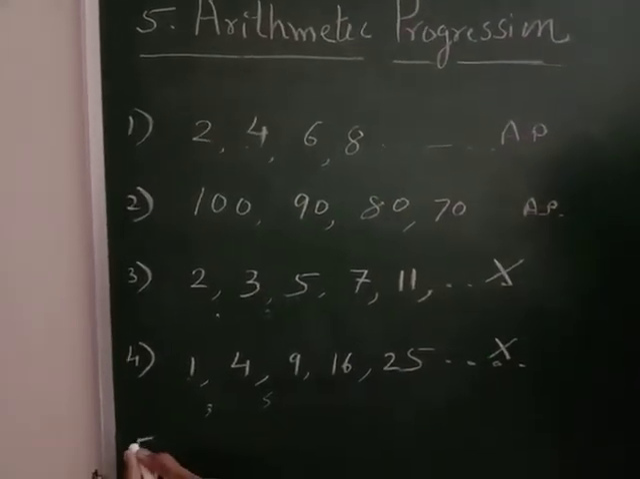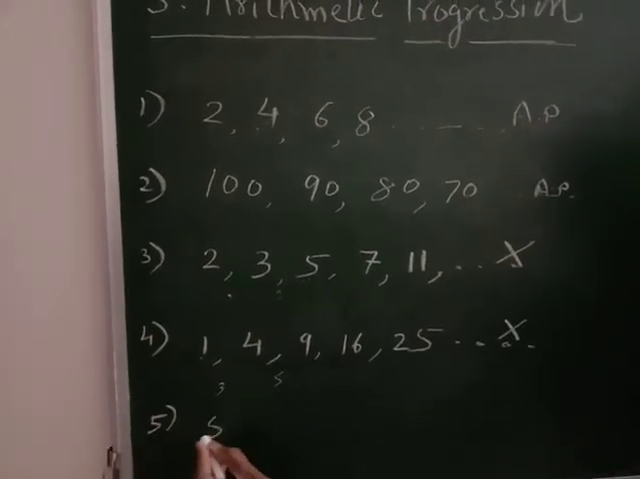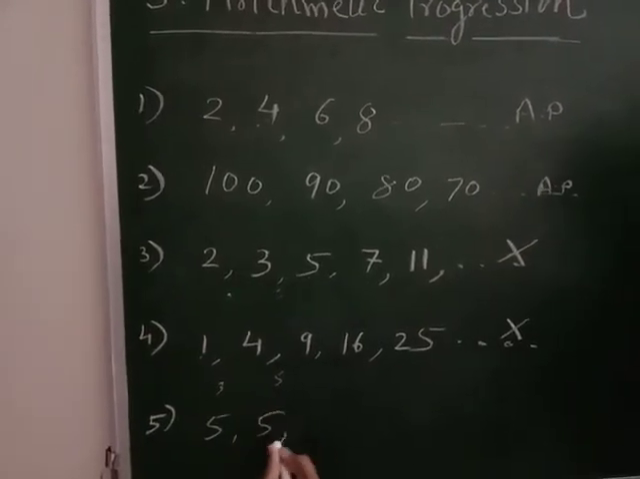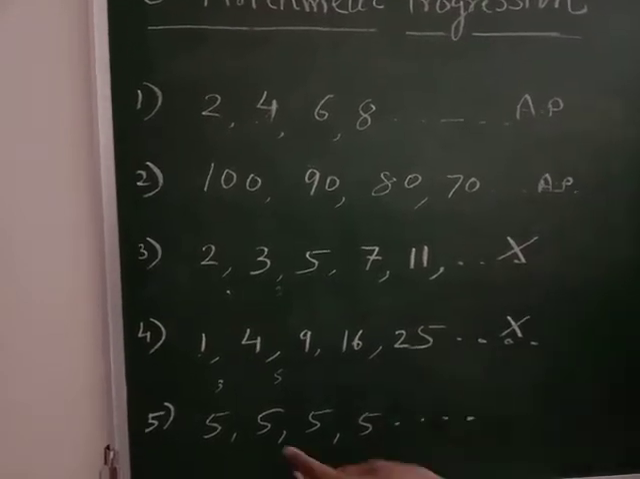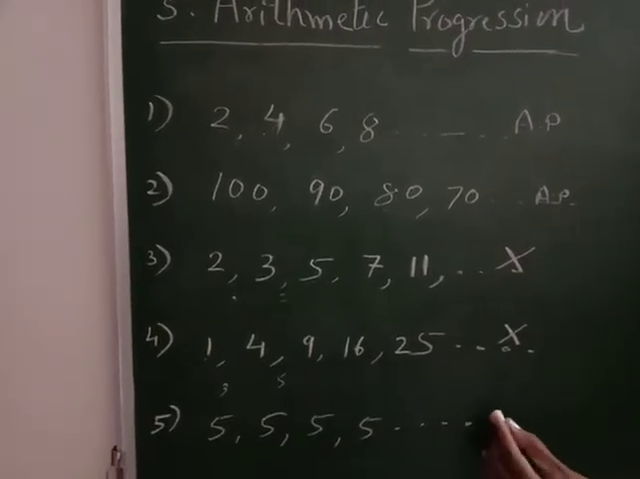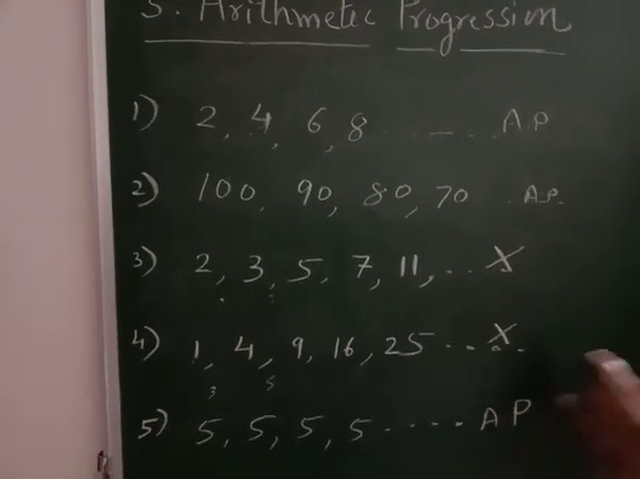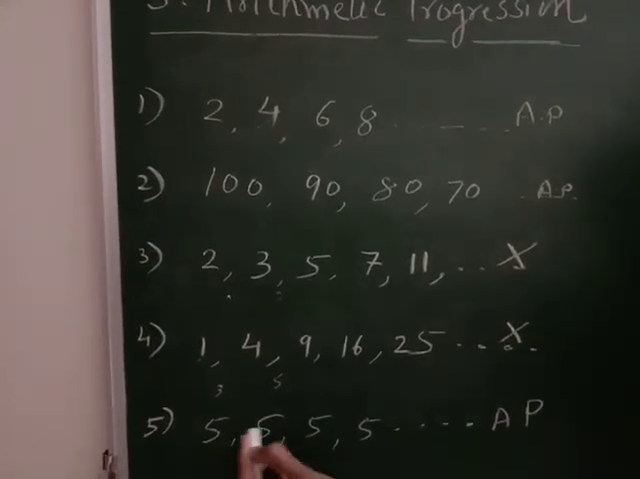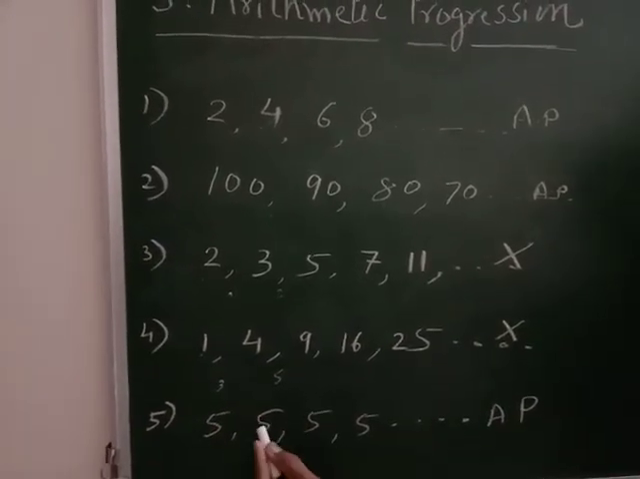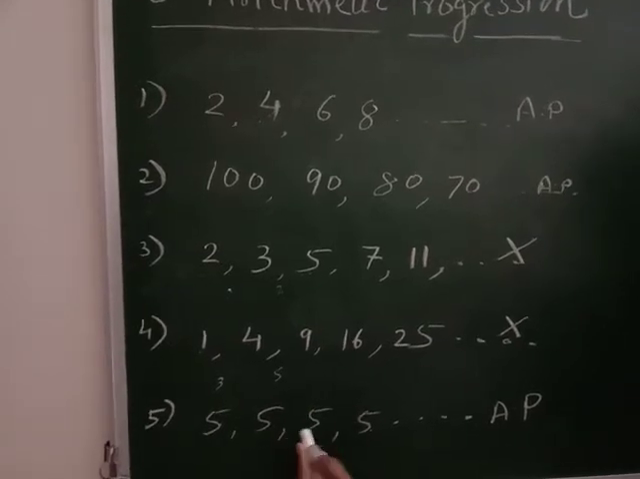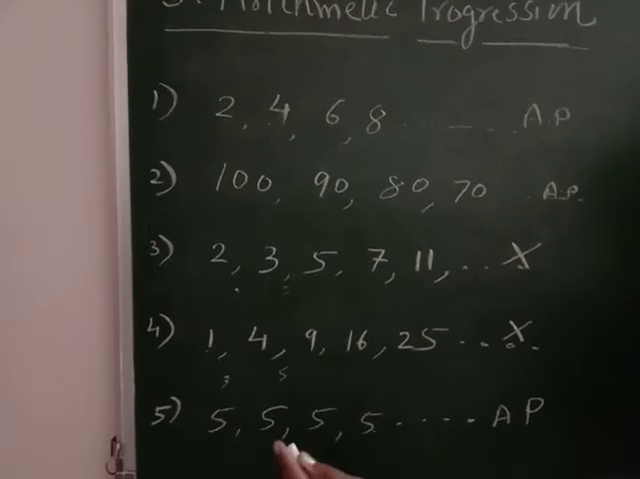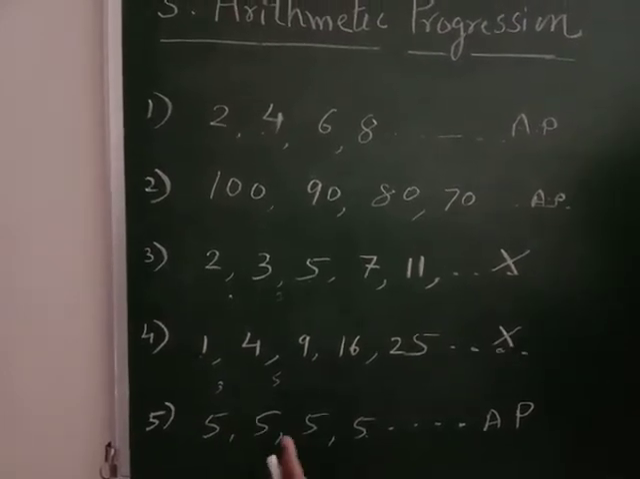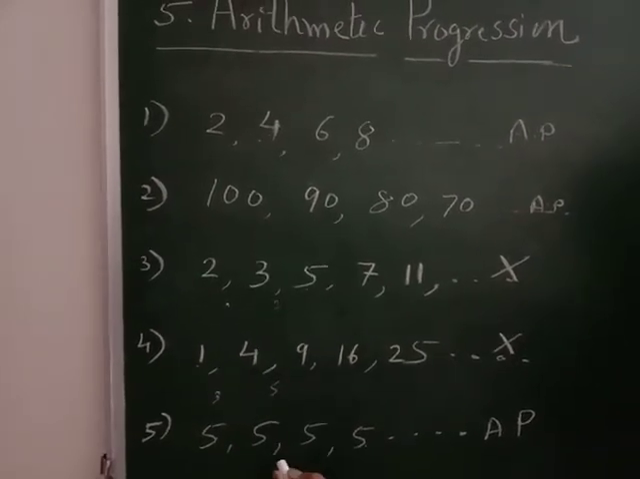Let us take one more example. Suppose I am taking 5, 5, 5, 5 and so on. Now the question is, is this an arithmetic progression? The answer is yes. Why? Because 5 minus 5 is 0, 5 minus 5 is 0, 5 minus 5 is 0. So we are getting the same fixed number, but here that number is 0.